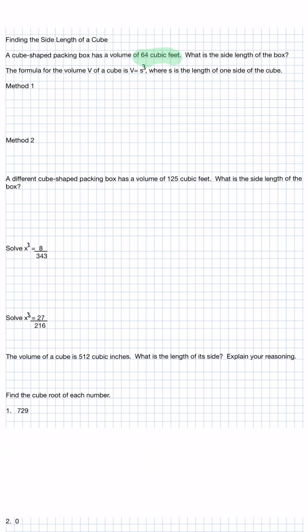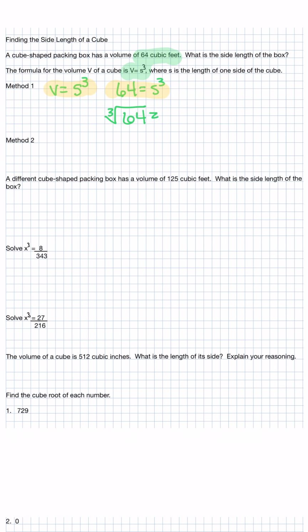The formula for volume of a cube is volume equals the side to the third power. So our first method is to solve an equation. The volume formula is V equals S to the third power. When I plug our numbers in, 64 equals S to the third power. And so then we want to go ahead and find the cube root of 64.